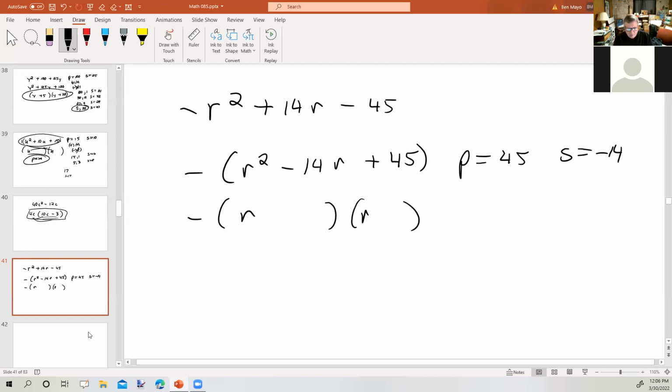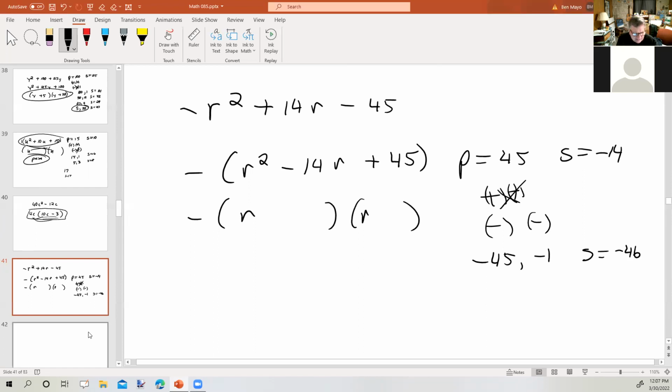Well, the product is positive, so it's got to be 2 positive numbers or 2 negative numbers. But if we find the sum of those 2 numbers, if you add 2 positive numbers together, you aren't going to get a negative sum. So it has to be 2 negatives. How about negative 45 and negative 1? Well, that gives me what? A sum of negative 46.